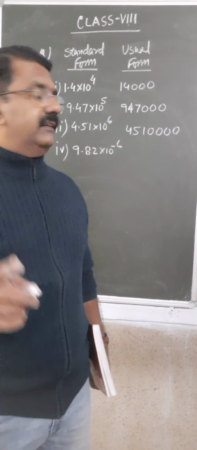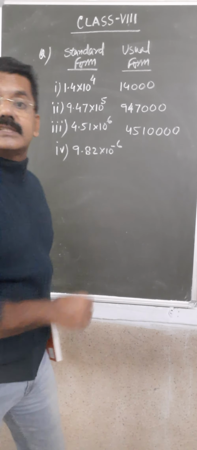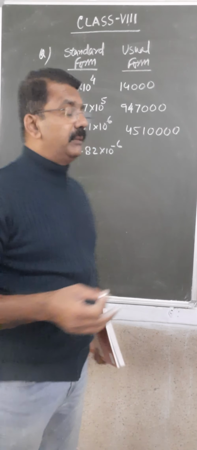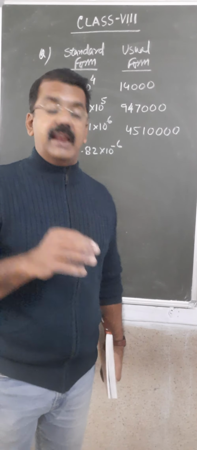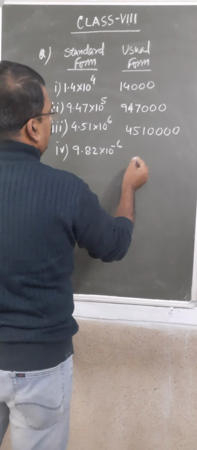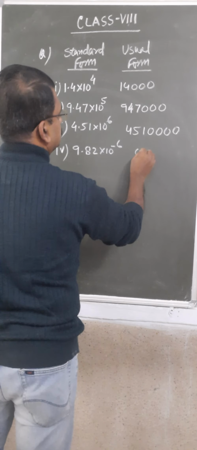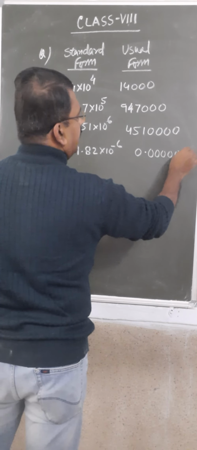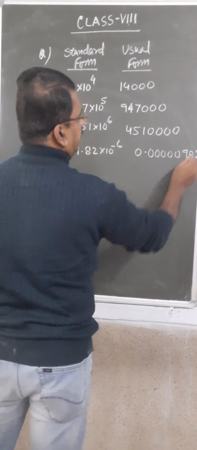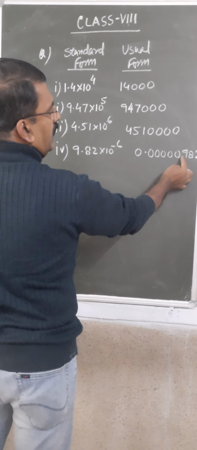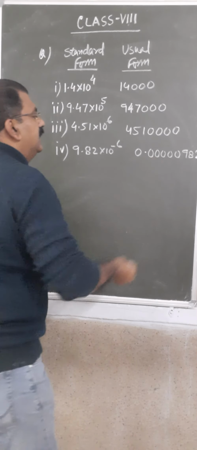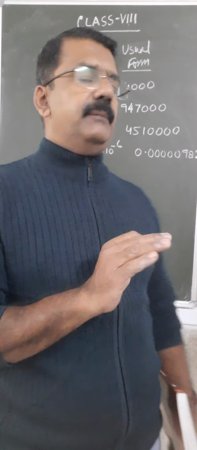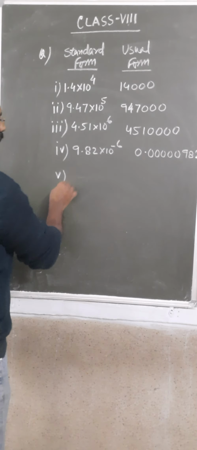As the power is negative, now the decimal has to be shifted towards left, not towards right. Here we were shifting the decimal towards right, but now the decimal has to be shifted towards left. Now what happens? It will be 0.00000, 5 zeros, then 982. Now see, initially the decimal was here 1, 2, 3, 4, 5. So you can see we have shifted the decimal 6 places towards left. When 10 negative power is there, you have to shift the decimal towards left.